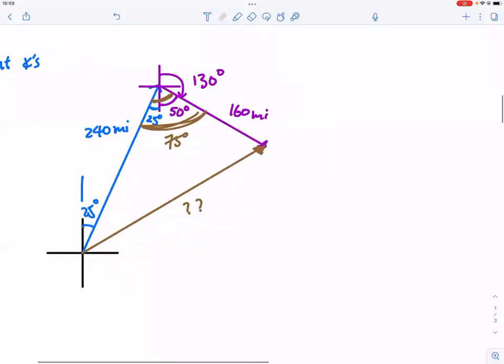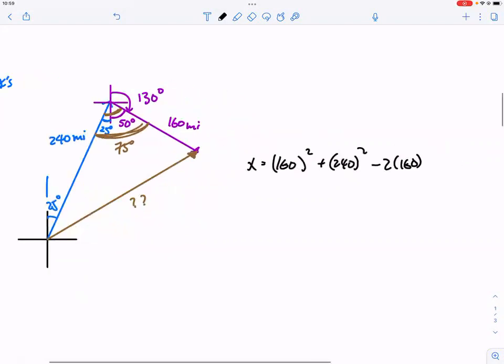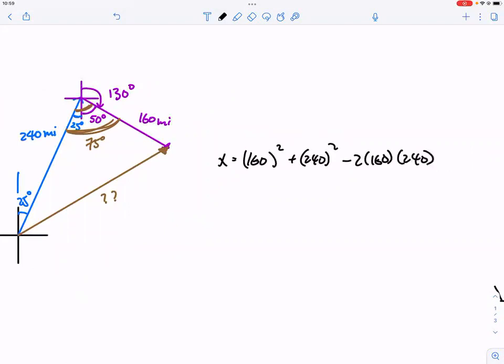So you should have x squared is equal to 160 squared plus 240 squared minus 2 times 160 times 240 times cosine of 75 degrees. That's x squared. All right, so you would add all of them together: 160 squared plus 240 squared minus 2 times 160 times 240 times cosine of 75 degrees. And then square root that number.